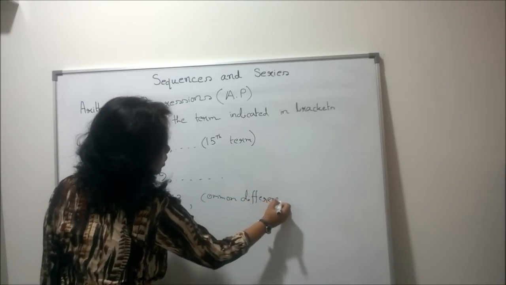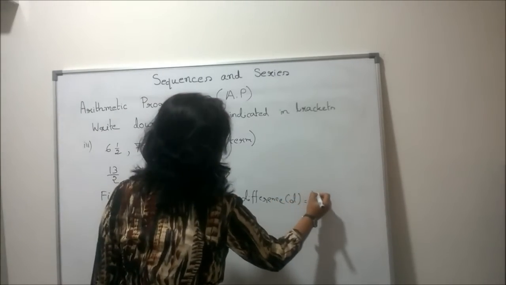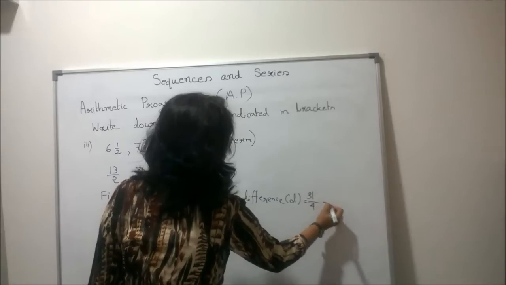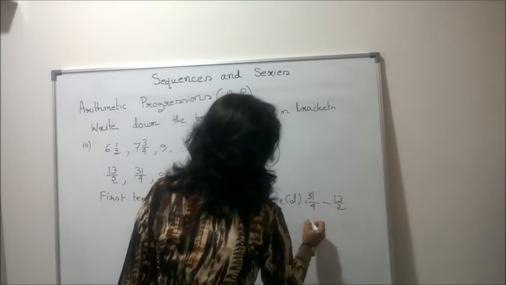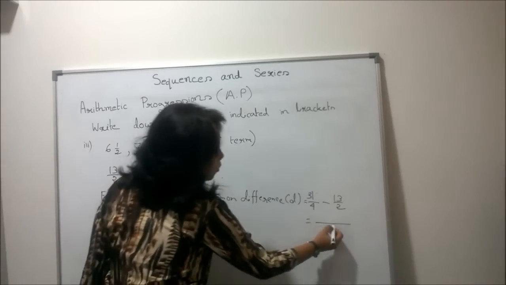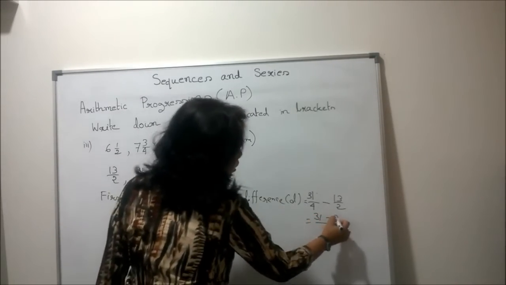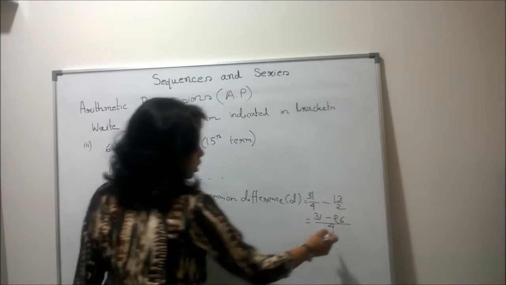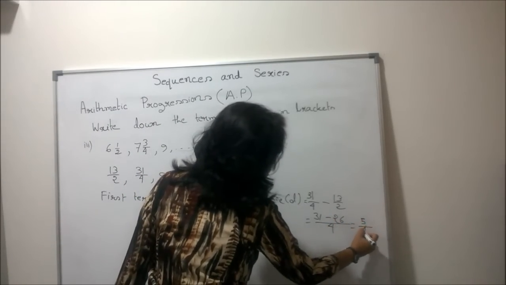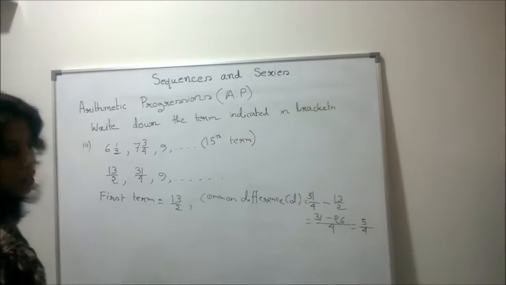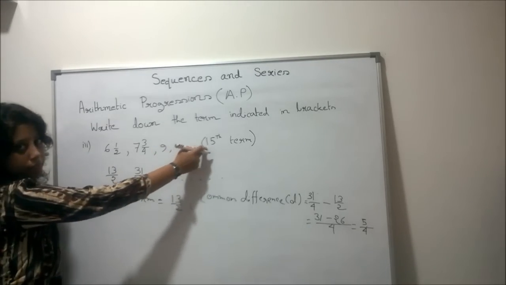D is, subtract 13 by 2 from 31 by 4. So that is, the LCM is 4. So here 31 and this is 26. So this becomes 5 by 4. Okay. So we have to find out the 15th term.